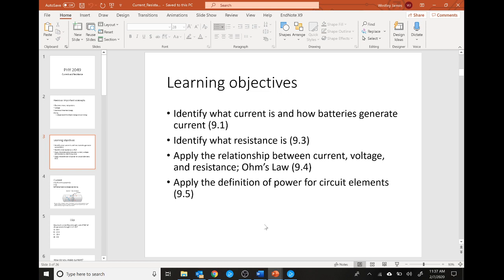The relationship between current, voltage, and resistance, which is Ohm's law. And then power: applying the definition of power for circuit elements. Power is basically the energy lost per second. So the energy consumed, because as these charges flow, you want to actually do something useful with them, and that's what power is going to tell us: how much energy you get out per second.